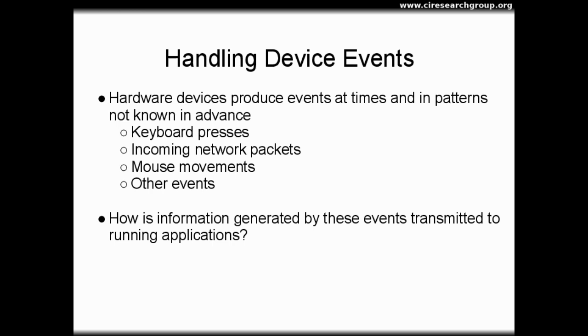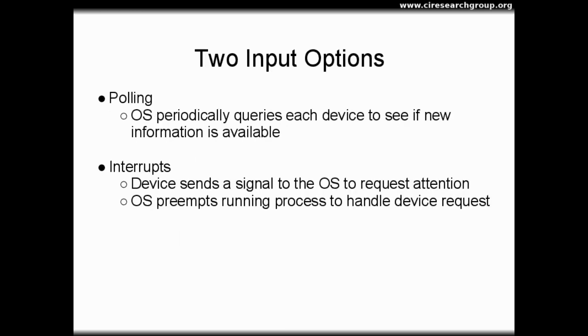Similarly, if we have incoming network packets, if we're running a server application or even just a workstation, and we have messages coming in from the network, we don't know the order and timing of those messages. We also don't know when the mouse is going to be moved, or when any other of a whole bunch of hardware events is going to occur. So how can we get the information generated by these events and make it available to our applications for use?